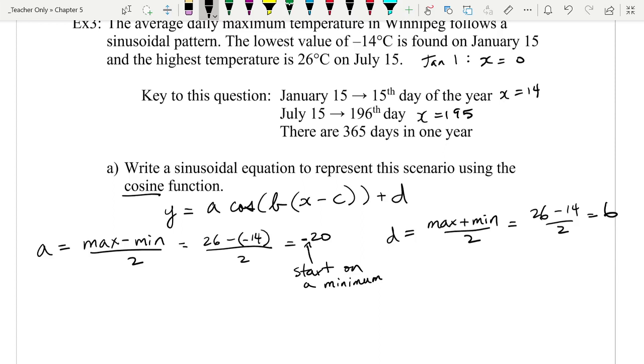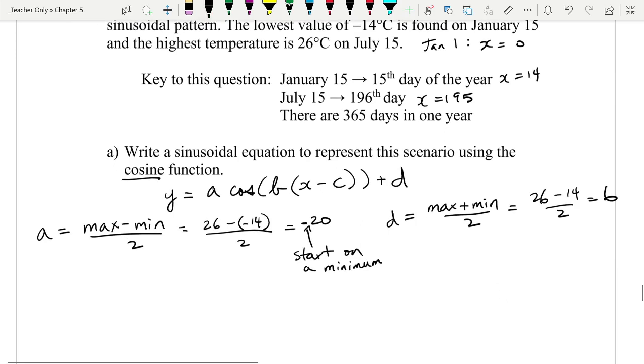Now, what about the period? Well, the period would be, of course, the distance from a maximum to a maximum or a minimum to a minimum. What do I know? I know how many days there is between a maximum and a minimum, so I know half the period. So 1/2 of the period is the number of days from the 195th day to the 14th day. So I'll just take the 195th day minus the 14th day.